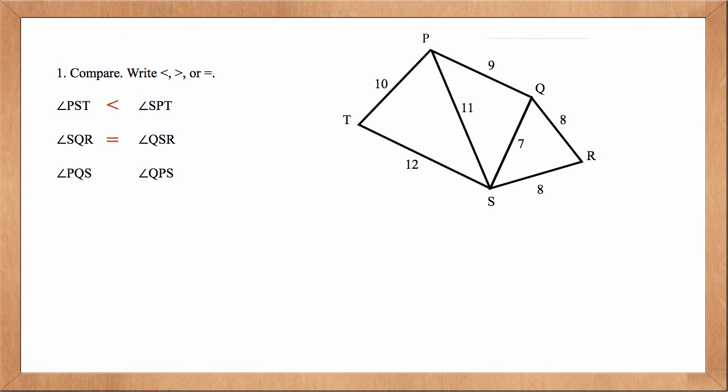Angle PQS, well, the opposite side is 11, which is segment PS. Angle QPS, the opposite side is 7, which is QS. I'm sorry, if I said that PS was 7, I apologize. PS is 11 and QS is 7. Well, PS is the larger, so that means that angle PQS is the larger of the two angles.